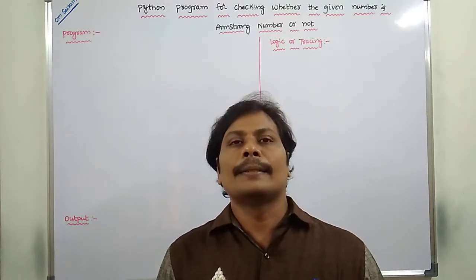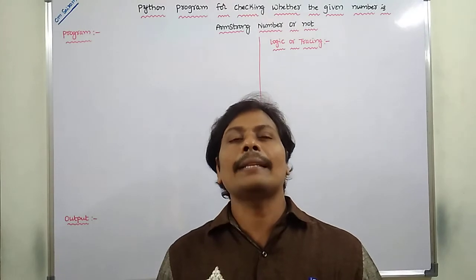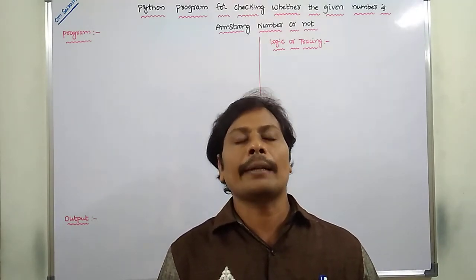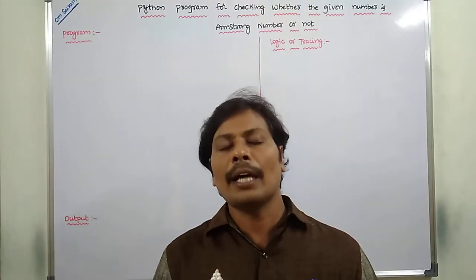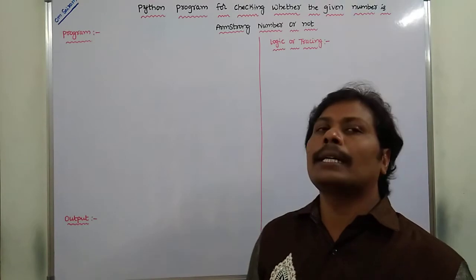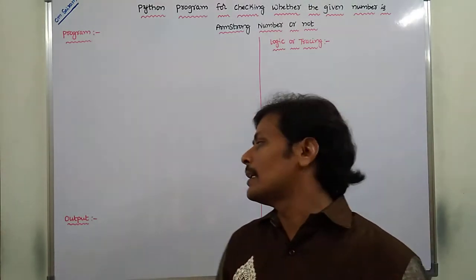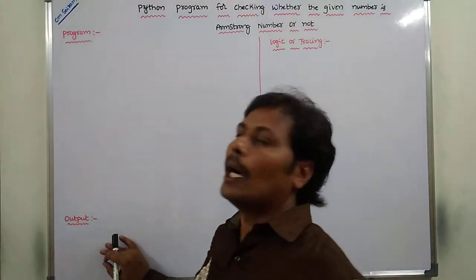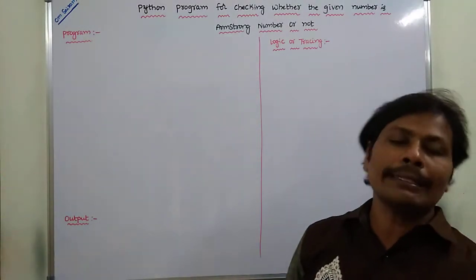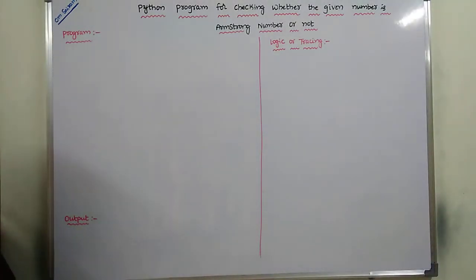Hi friends, today I am giving a lecture on Python program for checking whether the given number is Armstrong number or not. Okay, first I am explaining what is Armstrong number. Then according to the output I am writing the program and explain the logic or tracing. Okay, first of all, output.